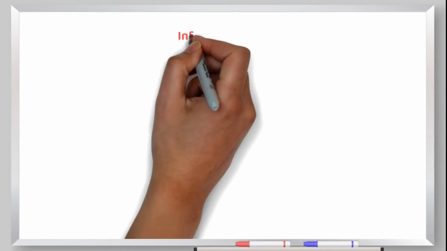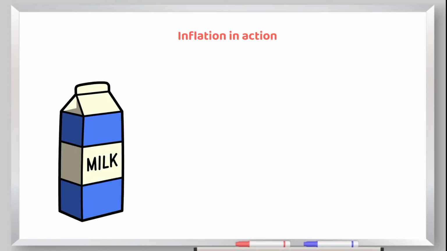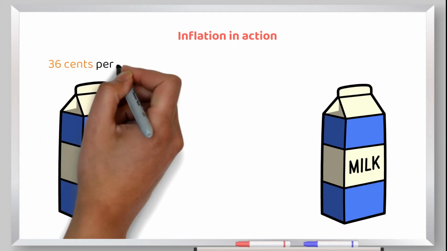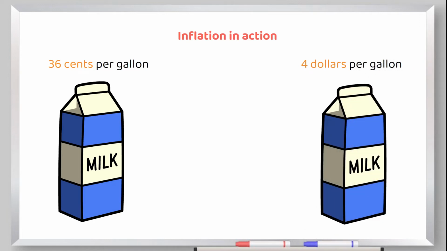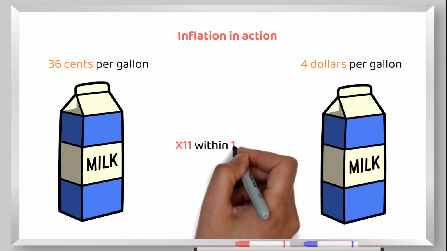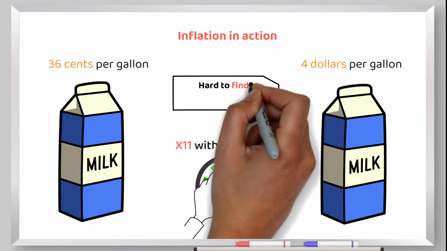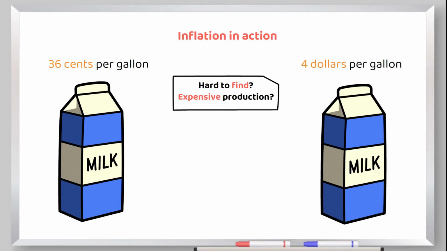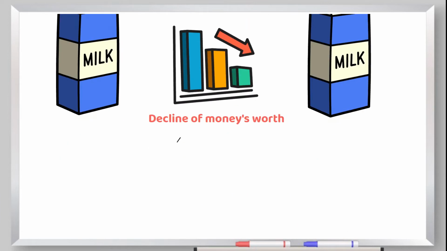The price of milk is one of the simplest examples of inflation in action. A gallon of milk cost nearly 36 cents in 1922. The same gallon of milk cost $4 in 2022, 11 times more than it did 100 years ago. This rise is not due to milk being harder to find or more expensive to produce. Instead, this price indicates the progressive decline of money's worth due to inflation.